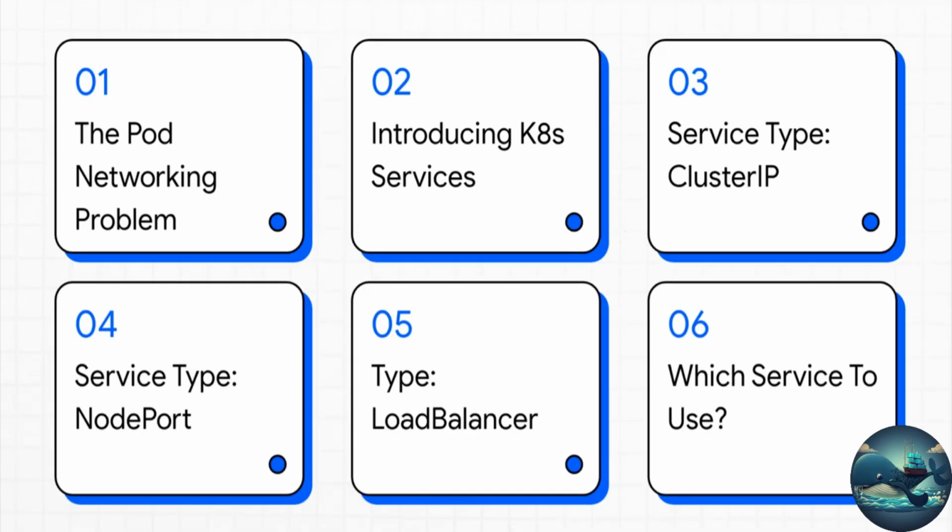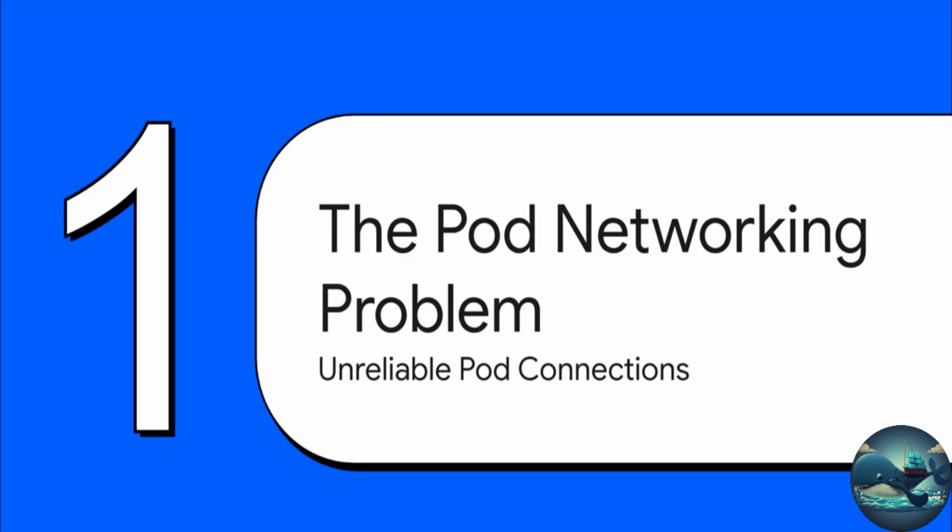So here's our game plan for today. We're going to start with the why, the core problem that makes services so essential. Then we'll introduce the solution itself and get our hands dirty with some YAML, breaking down the three main types: ClusterIP, NodePort, and LoadBalancer. And we'll finish up with a super simple guide on how to choose the right one for your needs.